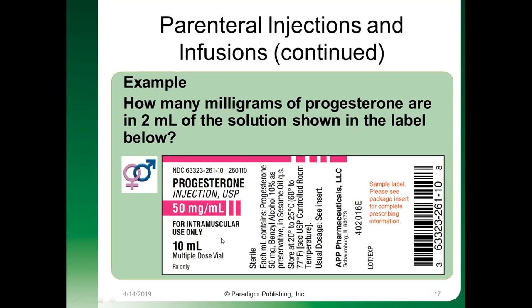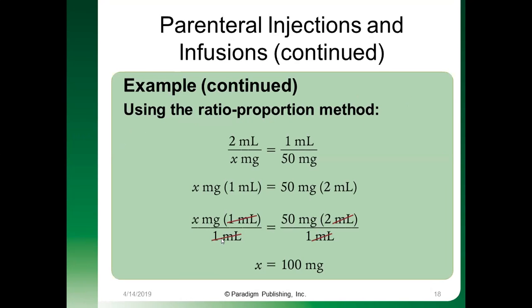And again, in the middle, it's those other label that we have. So we want to know milligrams. 2 ml over x milligrams, because now we want to know how many milligrams are in 2 ml. And then from our label, we have that it's 50 milligrams. So cross multiply, 2 times 50, x times 1. 50 times 2 is 100. Divide by 1. X is equal to 100 milligrams.